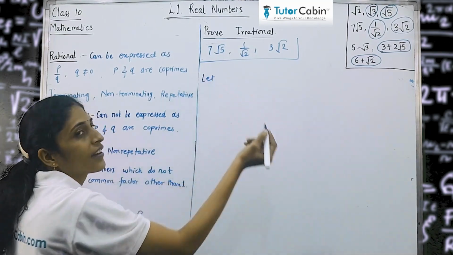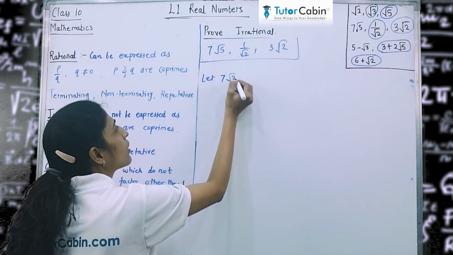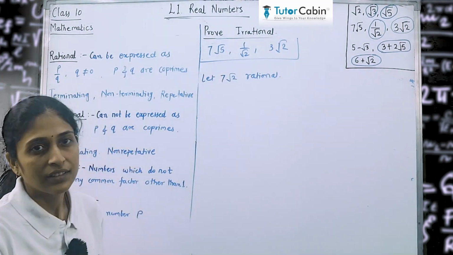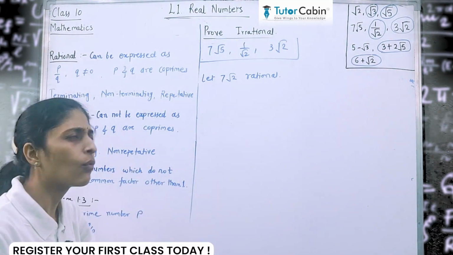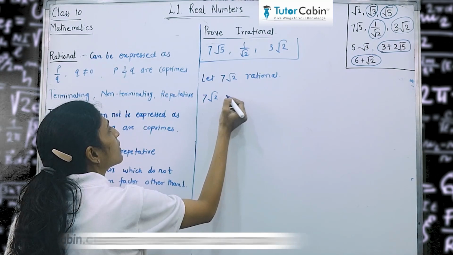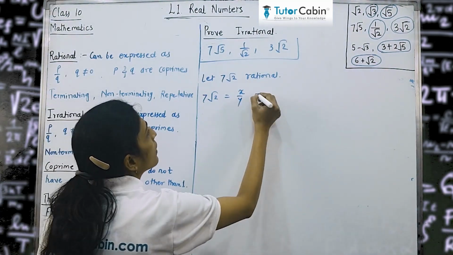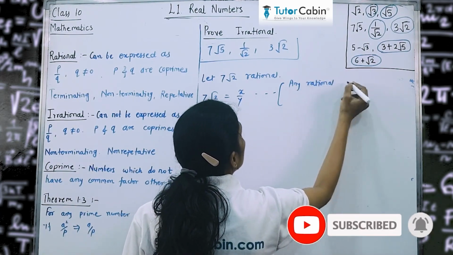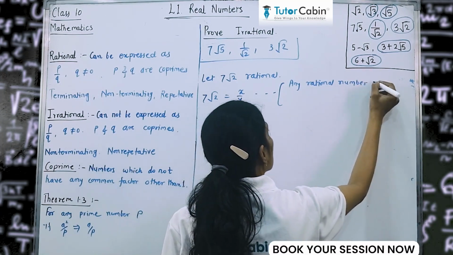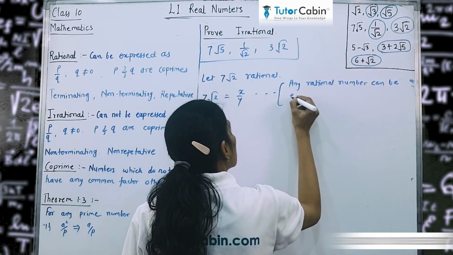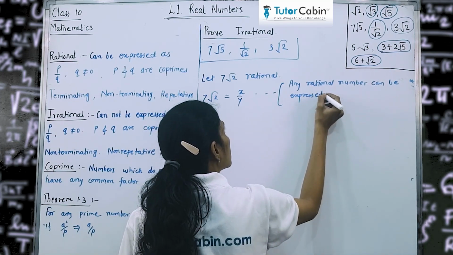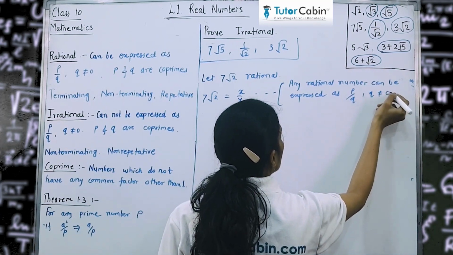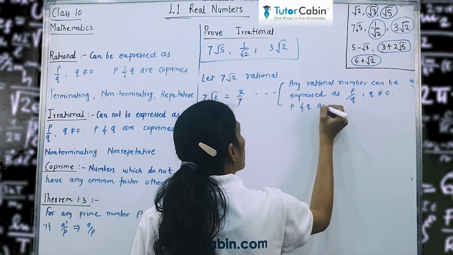Let's use the contradictory method again. Let 7 root 2 be rational. If it is rational, what can I do? I can express it in the form of a ratio, because any rational number can be expressed as p by q, where q is not equal to 0 and p and q are coprime.